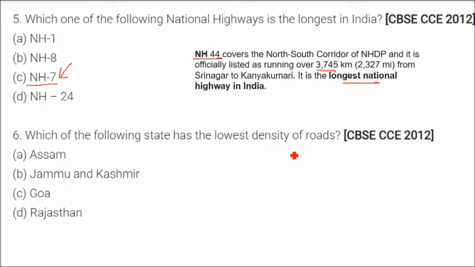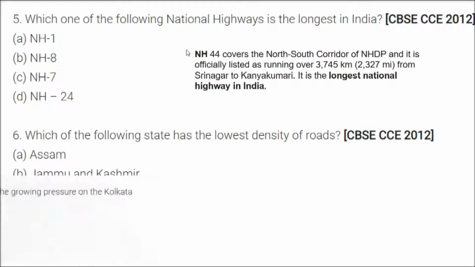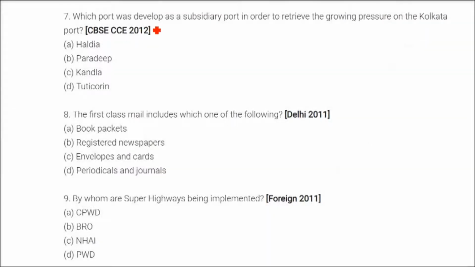Which of the following states has the lowest density of roads? The answer is Jammu Kashmir, around 10 to 11 kilometers only per 100 by 100 kilometers. Which port was developed as a subsidiary port in order to relieve the growing pressure on the Kolkata port? This is Haldia. The first class mail includes which one of the following? The answer is envelopes and cards.